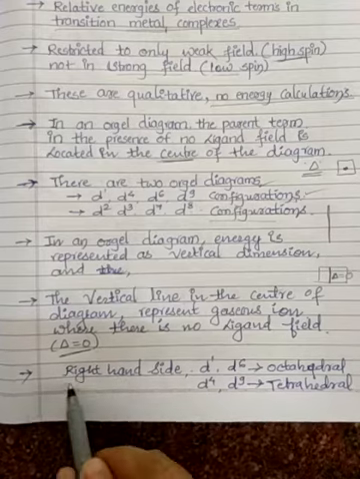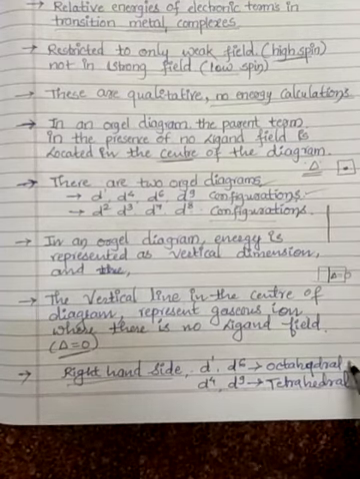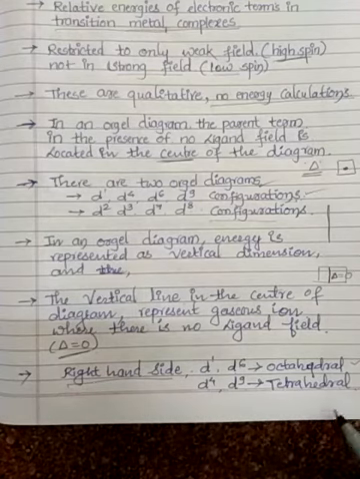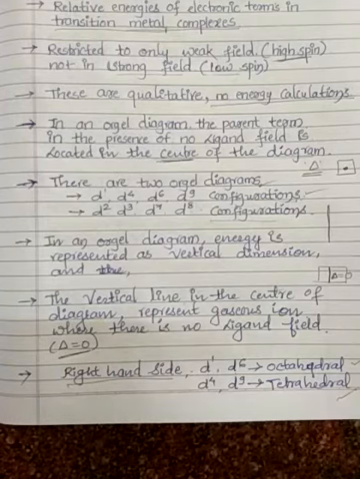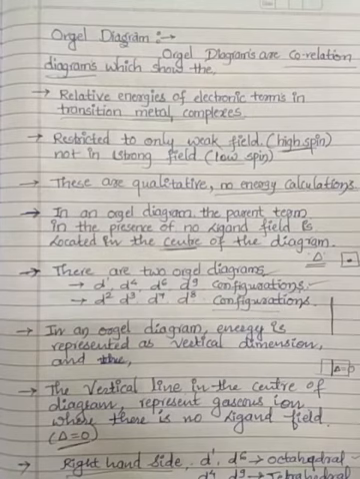So in case of the right hand side, D1 and D6 are octahedral, and D4 and D9 are tetrahedral. Let me tell this whole part once again so that you can understand it properly. Just to see, what are we dealing with here?